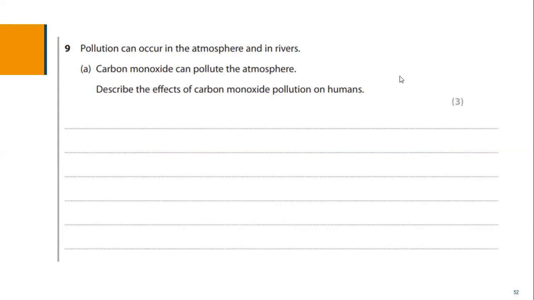There was a bit more variation in your thoughts on this question. This is actually an AO1 question because it says describe the effects of carbon monoxide pollution on humans. It is factual knowledge. It's descriptive factual knowledge. They should have learned what the effect of carbon monoxide is on the blood and on hemoglobin. Describe will almost always be an AO1 question because it's just asking them to repeat what they have learned in order to answer the question.